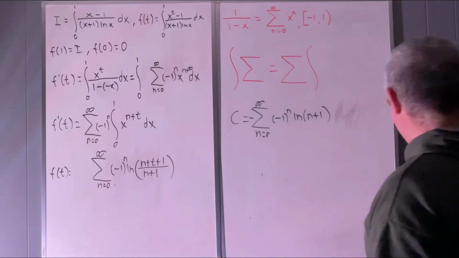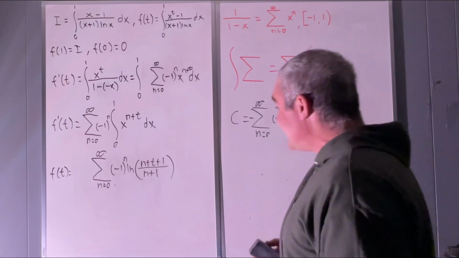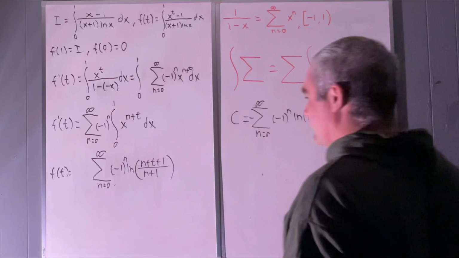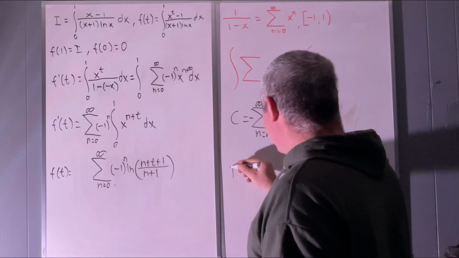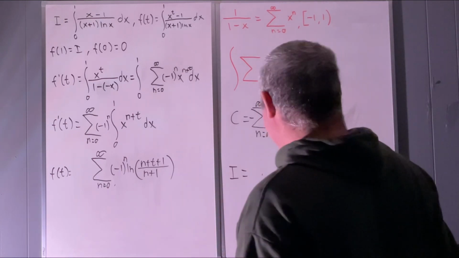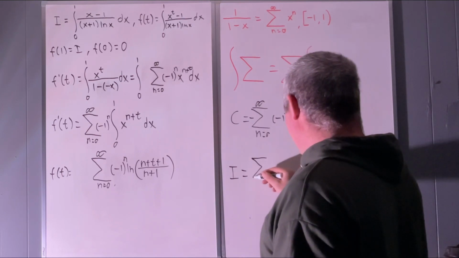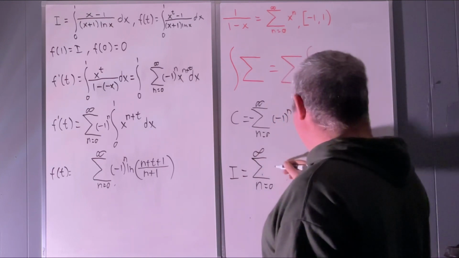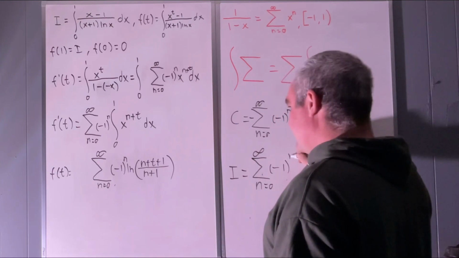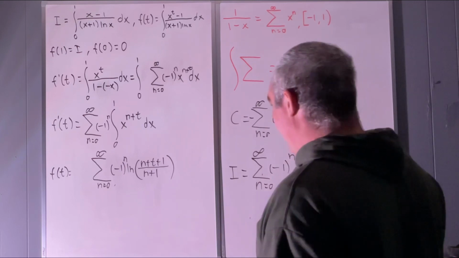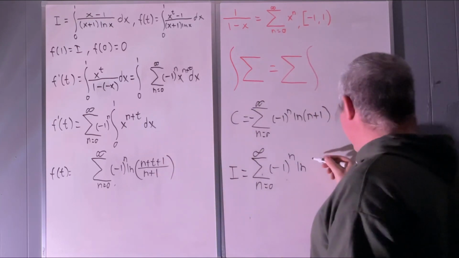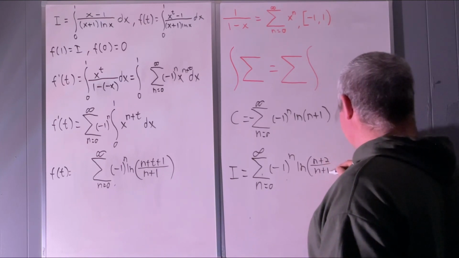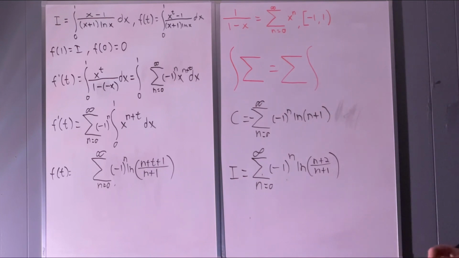So let's just do that. Let's plug in 1 for t and call it I. I'll rewrite it. I got some room. So that means I is equal to the sum from n equals 0 to infinity of negative 1 to the n times the natural log of n plus 2 over n plus 1. That's it. There you go.